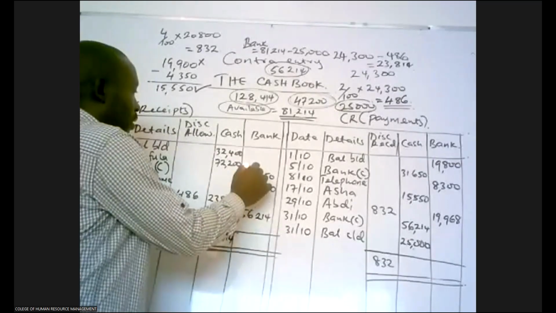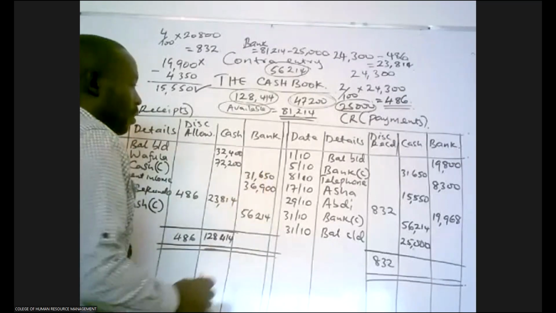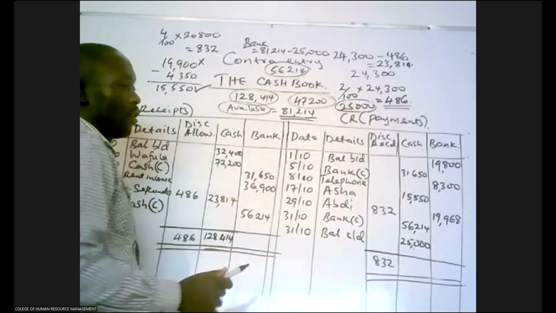Mwalimu, would you kindly repeat there on where we are placing the 25,000? I think I got lost.